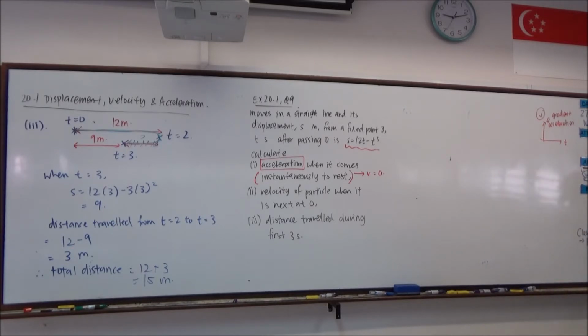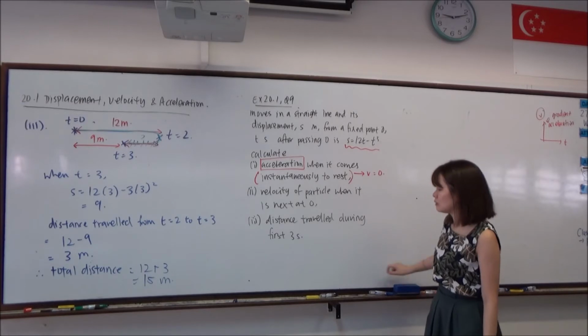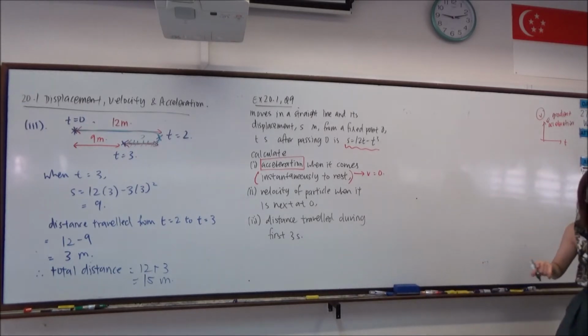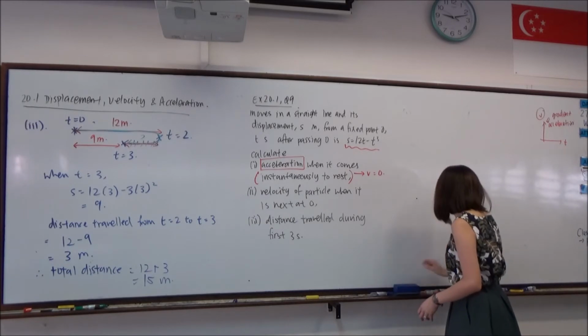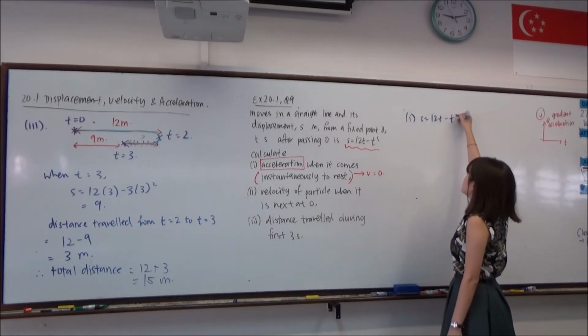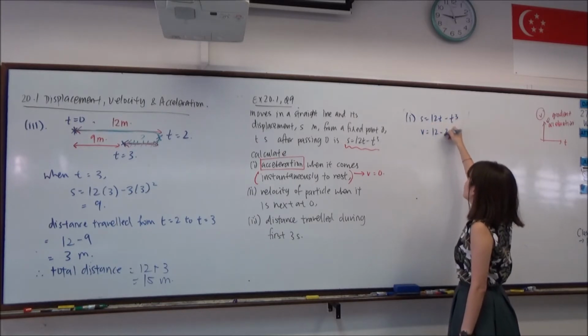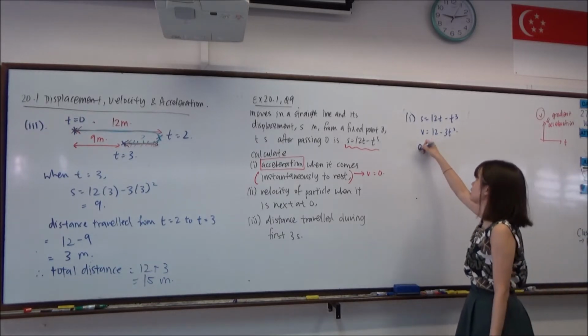But we do not know the equation for velocity, but we can find that out from the displacement equation. Because when we want to find the velocity, we actually differentiate the displacement equation, right? So the velocity equation would be 12 minus 3t squared. And then after that, find out the acceleration.